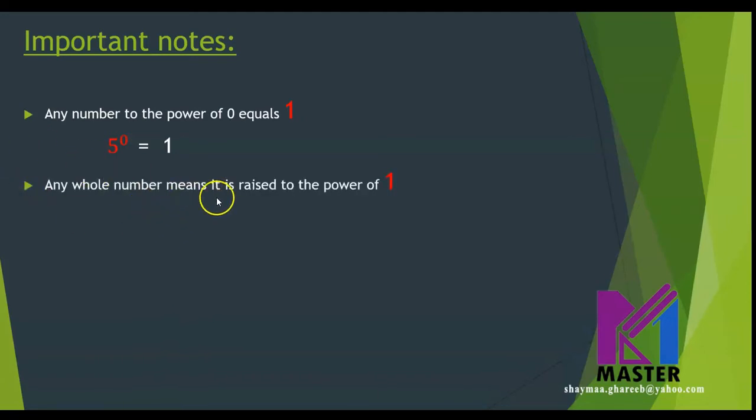Any whole number means it's raised to the power of 1. What does this mean? It means number 8, for example, equals 8 to the power of 1. So when the number is raised to the power of 1, I don't write the power here. I just write the number as it is, just number 8. Number 3 is the same as 3 to the power of 1, but I don't write power 1. Okay?